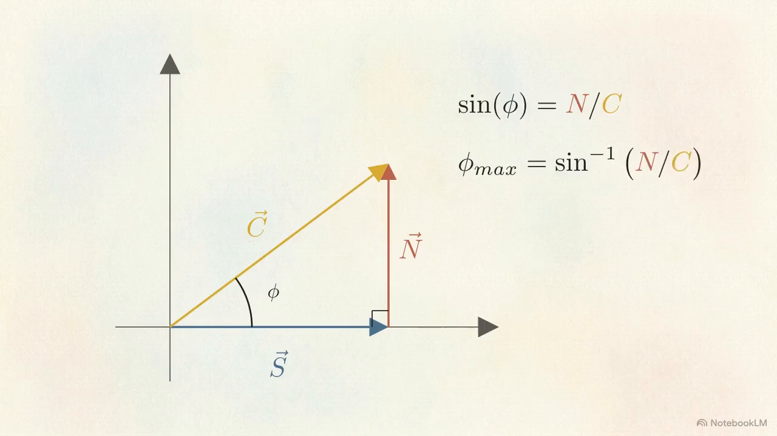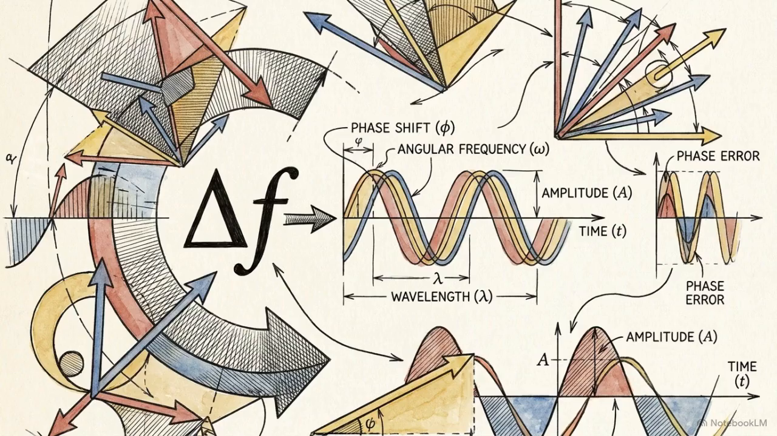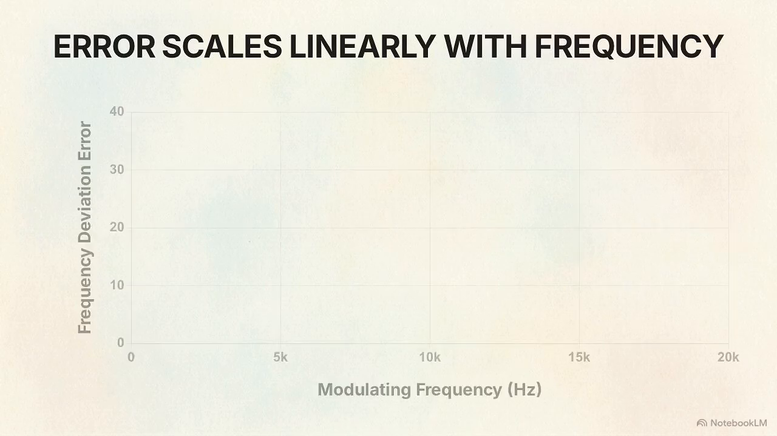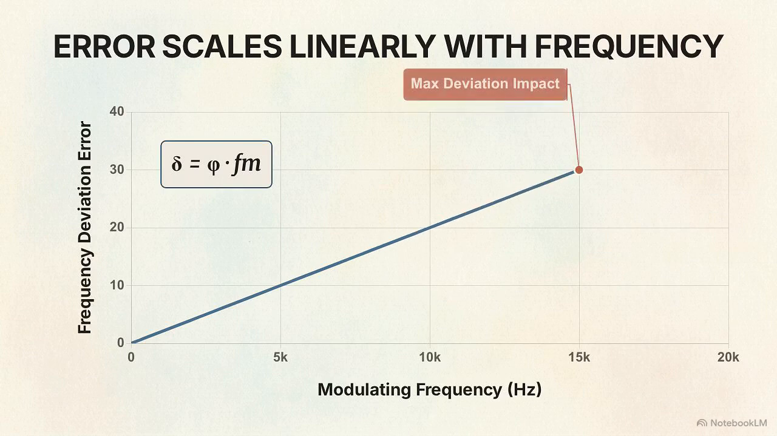We calculate this maximum phase shift as the inverse sine of the noise amplitude divided by the composite signal amplitude. In an angle-modulated system like FM, a shift in phase produces a simultaneous shift in frequency. This phase error translates directly into an unwanted frequency deviation, calculated as the phase shift multiplied by the modulating frequency. Because the modulating frequency acts as a multiplier in that equation, the resulting frequency deviation scales linearly.